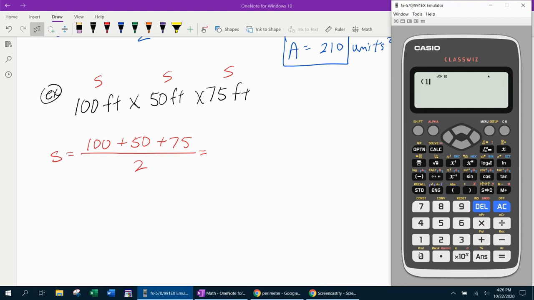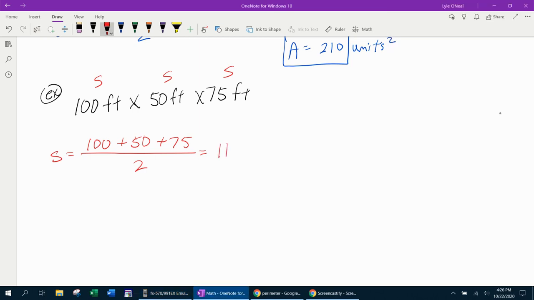That's going to be 100 plus 50 plus 75 over 2. And I'm showing it this way for a change so that you TI-83, 84 users have a way that you can input it and get the semi-perimeter. Notice you have to use the grouping symbol to indicate all of this is numerator. Oh, look at that. We're going to have to hit the S-D button. That's going to be 112.5. That's our semi-perimeter. And now we're going to need the area.